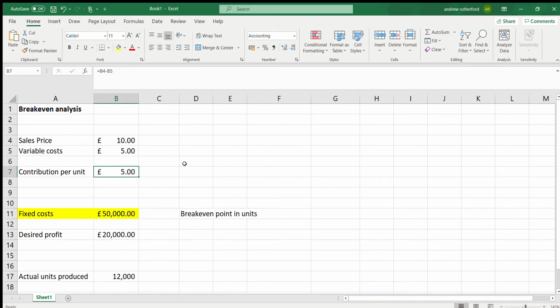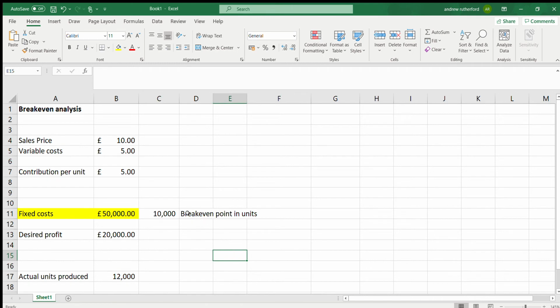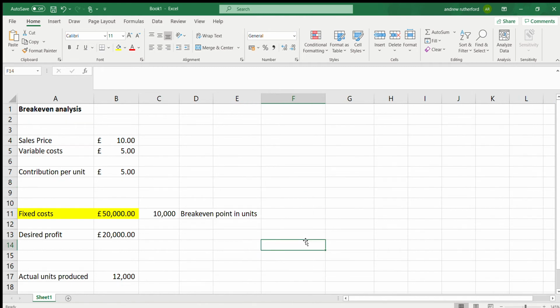So how many units will I need to sell to make £50,000? Well, I simply divide my fixed costs by my contribution per unit. Okay, so that's our break-even point in units. Now, sometimes the question will say, what is the break-even revenue?